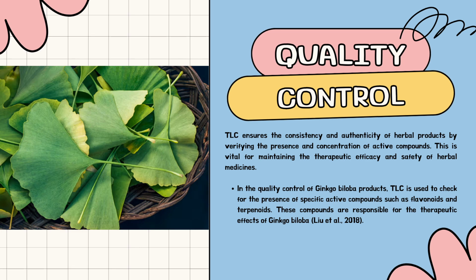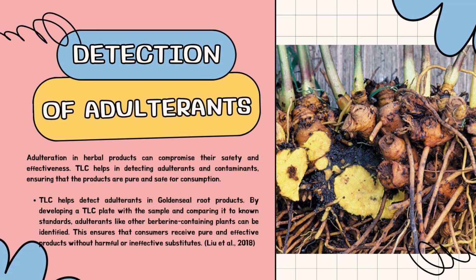For example, in the quality control of ginkgo biloba products, TLC is used to check for the presence of specific active compounds, such as flavonoids and terpenoids. These compounds are responsible for the therapeutic effects of ginkgo biloba. Next is detection of adulterants. Adulterants in herbal products can compromise their safety. TLC helps in detecting adulterants and contaminants, ensuring that the products are pure and safe for consumption.